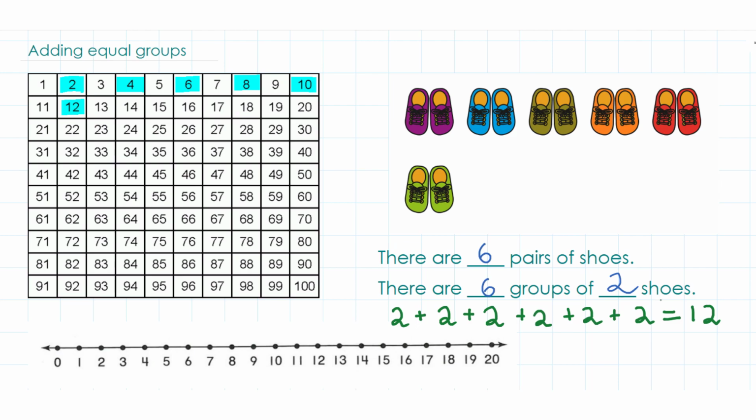How would we do our addition number sentence with a number line? Well, again, there are 6 groups of 2, aren't there? So we start off with no shoes. We got 1 group of 2, 2 groups of 2, 3 groups of 2, 4 groups of 2, 5 groups of 2, 6 groups of 2, and the total is 12. So 6 groups of 2 is equal to 12. Or we can think of it as 2 plus 2 plus 2 plus 2 plus 2 plus 2 is equal to 12. I hope that makes sense.